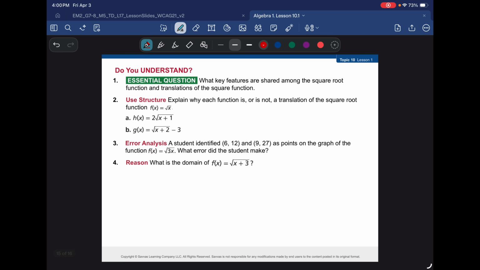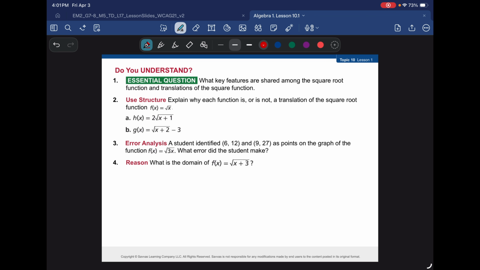Let's go through the do you understand section. What key features are shared among the square root function and translations of the square root function? Well, we saw at the beginning that either the domain would stay the same if it was translated vertically, or if it was translated horizontally, then the range would stay the same.